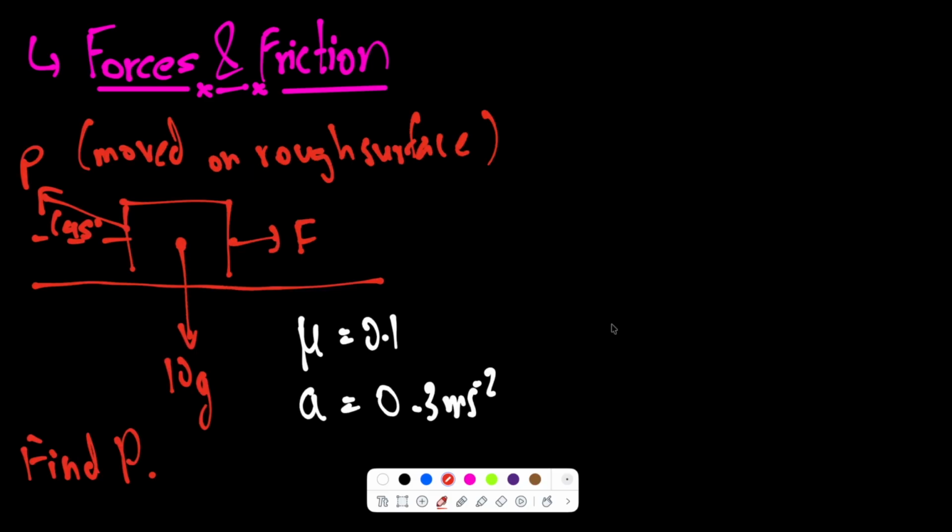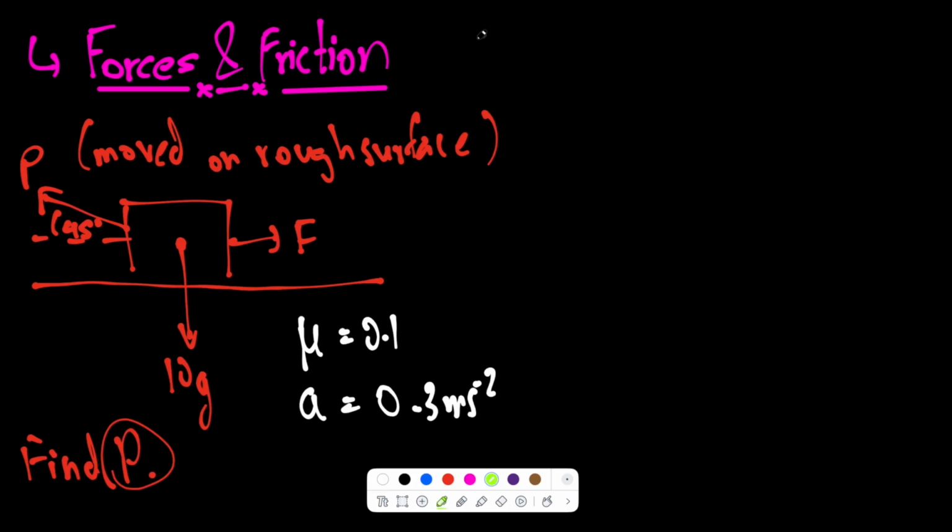So let's try out this problem that combines all the ideas we went through in this video. We are given this box that is moved with a force P with an acceleration of 0.3, and the coefficient of friction between the box and the ground is 0.1. Always remember, in the exam you will be told if the surface is rough or smooth. If the surface is rough, there is friction, and if the surface is smooth, there is no friction. In this question we are asked to find the value of P. So how do we approach this problem?